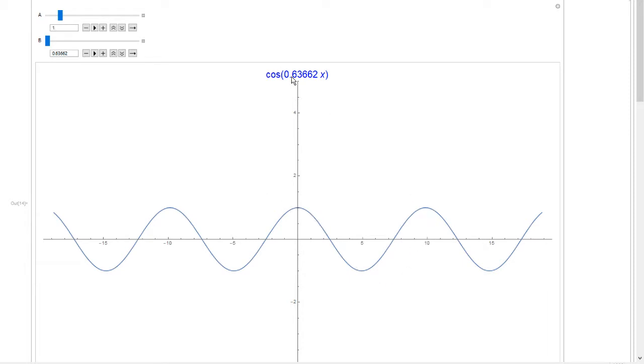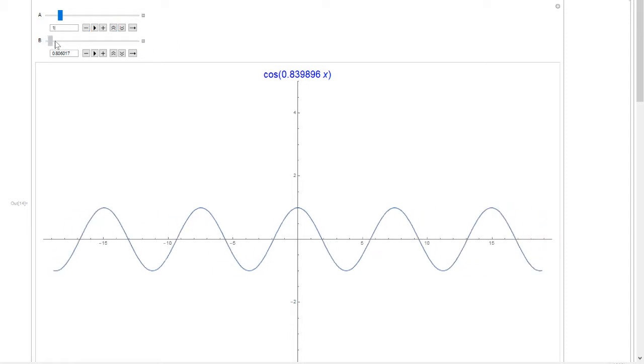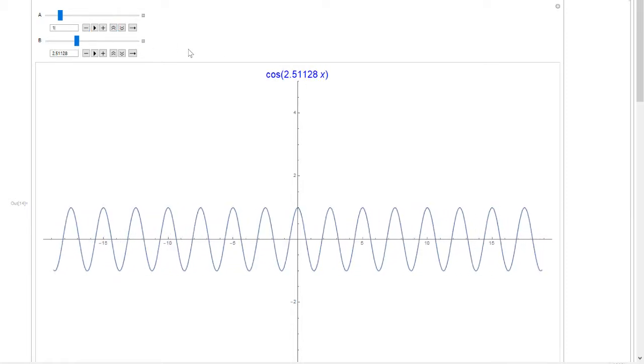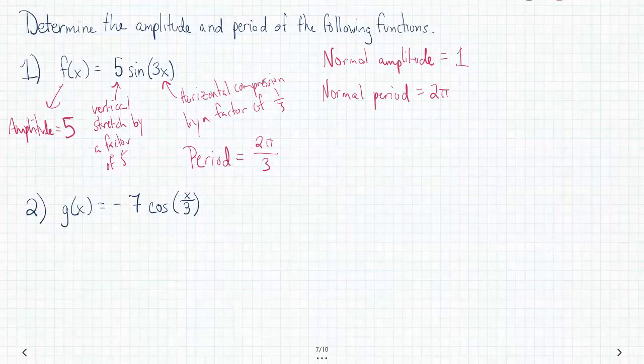So when it's less than 1, it does the opposite. That's where, when it's less than 1 and greater than 0, we're talking a horizontal stretch in this case. And then when it's greater than 1, it's going to be a horizontal compression. So this would be a horizontal compression by some factor of 1 divided by 2.5.